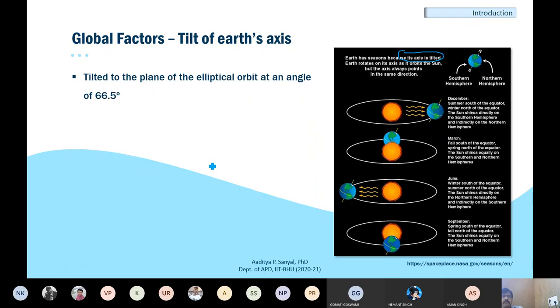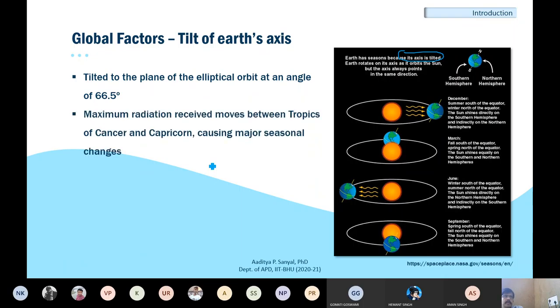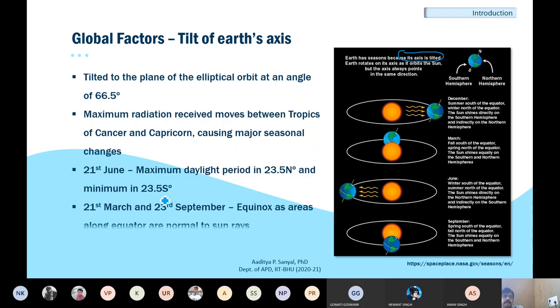In March, the sun shines equally on the southern and northern hemispheres, again due to the tilt, and in June it changes. The tilt is at an orbital angle of 23 degrees, or 66.5 degrees. Maximum radiation received moves between the Tropics of Cancer and Capricorn, causing major seasonal changes.